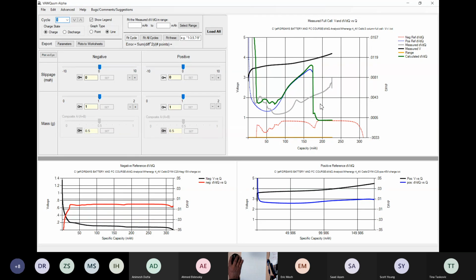The measured DVDQ is in gray here, where my mouse is. It may or may not be gray; to my eyes, it looks like gray. And then the calculated DVDQ, where my mouse is, is a color that looks like red to me. I hope it's red. Anyway, it does not match the measured DVDQ. And it's because we have not adjusted the masses of the positive and negative electrodes or their slippages to make any sense at the moment. So we're going to make some adjustments here to improve this.